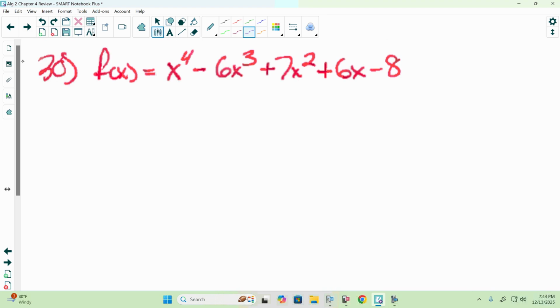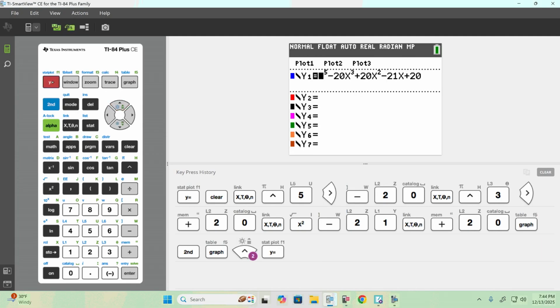Our next one is this one here. 30 x to the 4th minus 6x cubed minus 7x squared plus 6x minus 8. So, degree 4, so we will have 4 solutions. I want at least 2. If I can get more than 2, that's even better. Minimum, we need 2. Better if we have 3. Best case scenario is we get all 4.